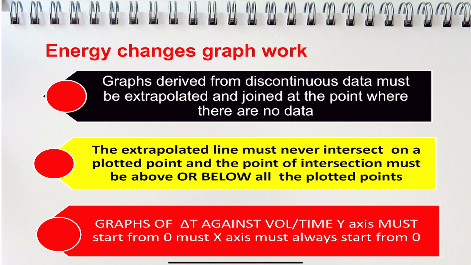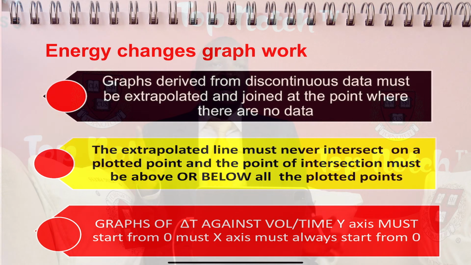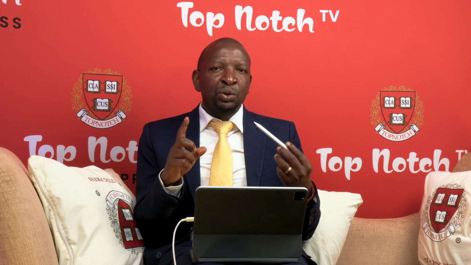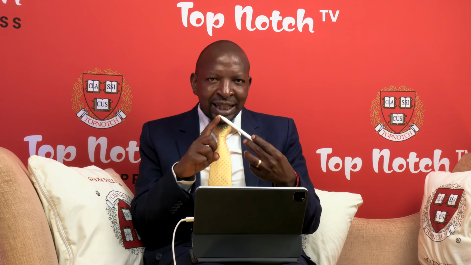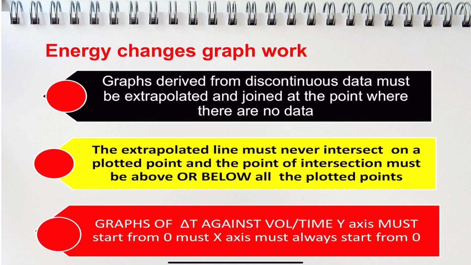Another important point is that the extrapolated lines must never intersect on a plotted point. Remember, the two lines of best fit must be able to intersect. If there's a line and there's another line, they must be able to intersect. Where these lines intersect, it must never be on a plotted point. Again, I'll explain the chemistry behind that. The graph of change in temperature against volume must start from 0, and the x-axis must also start from 0.